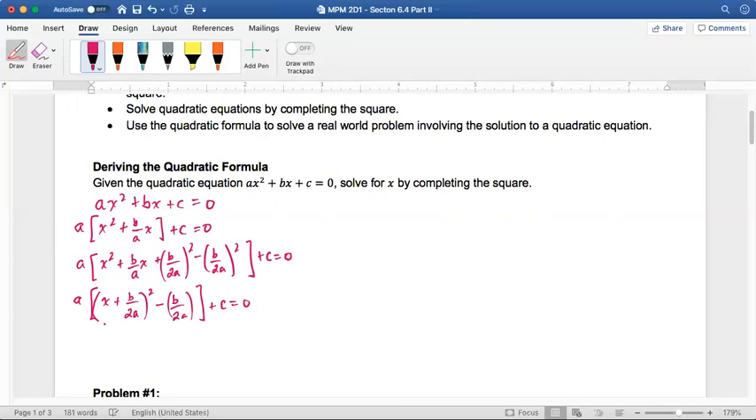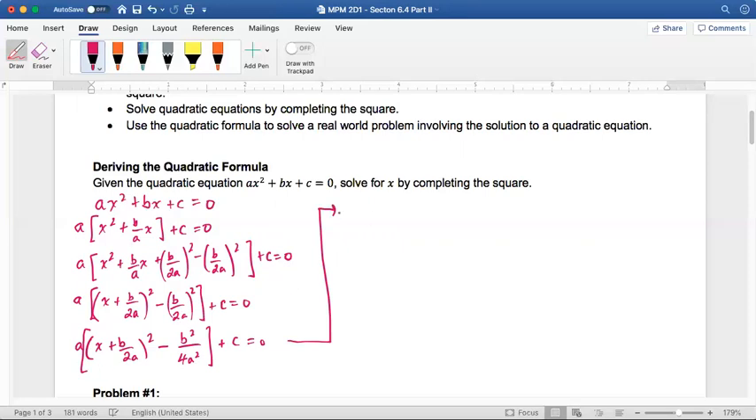And now I'm going to distribute through the a. So I'll have a bracket x plus b over 2a squared. Oh, we left out a squared here. This part here becomes, maybe we won't distribute the a just yet, we'll wait for another step. This becomes b squared over 4a squared. Convince yourself of that before we go too far, because when we square this b over 2a, we get b squared in the top, and in the denominator we get 2a times 2a, which is 4a squared.